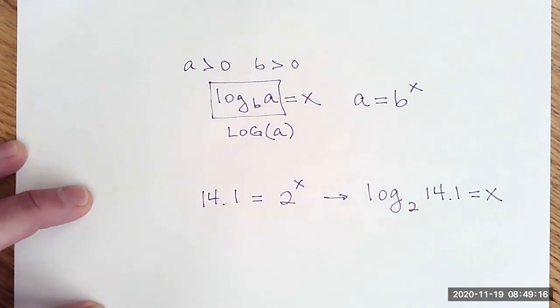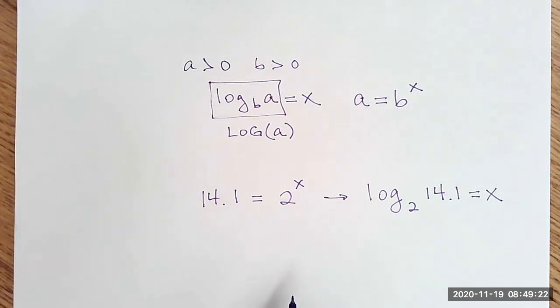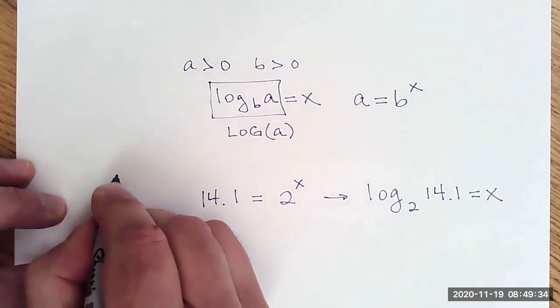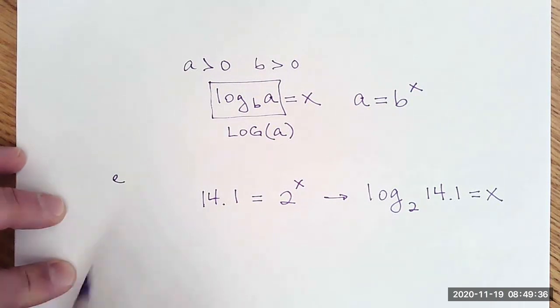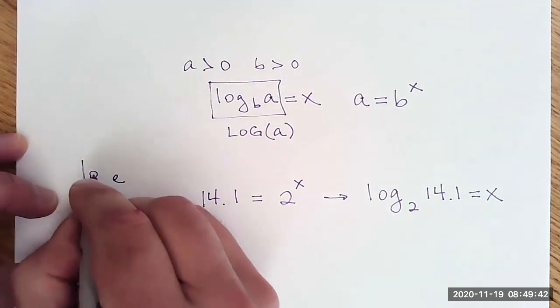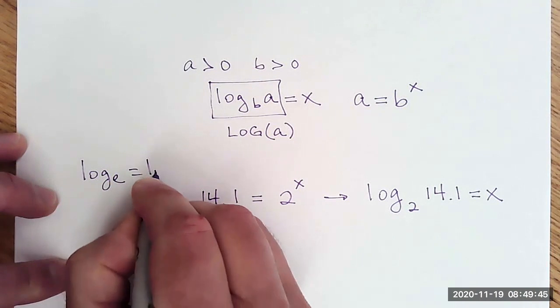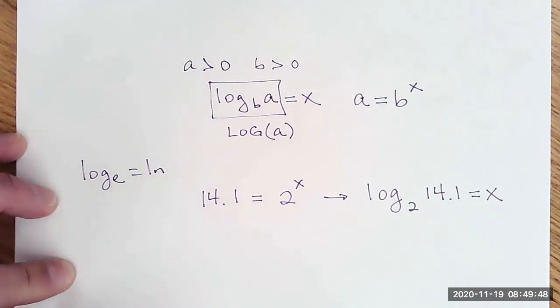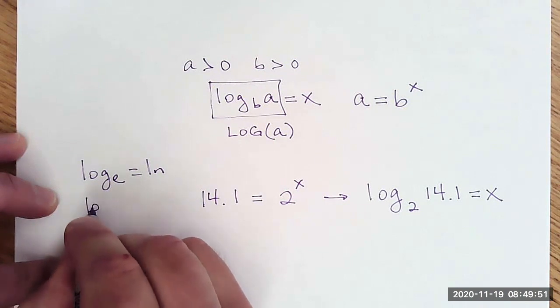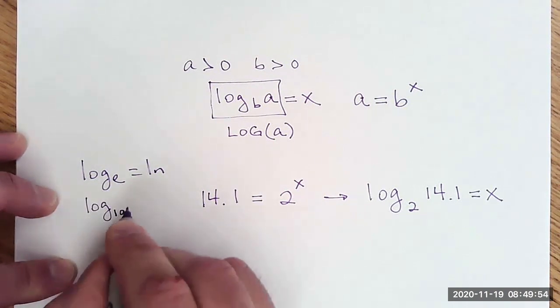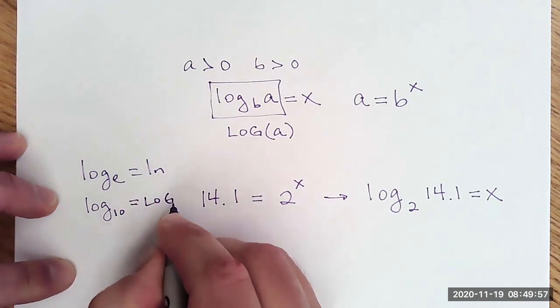Now I'm going to introduce one more item here. Your calculators aren't often going to have base 2. They have a natural log, which is a base of e, a transcendental number. We're not going to teach what that is right now, but log base e is also known as a natural log, ln. The log on your calculator is always going to be log base 10, and that looks like plain old log.